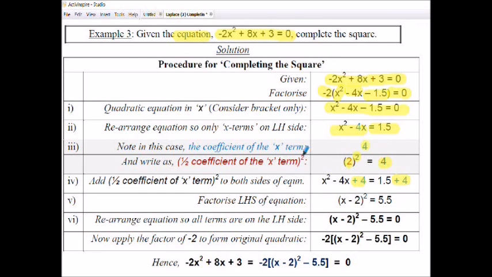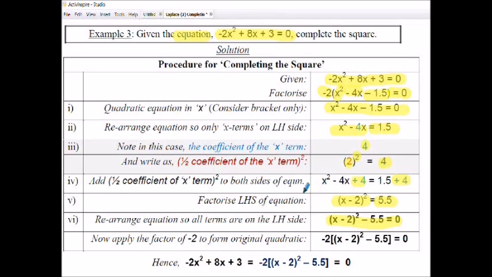And step 5, I then factorize the left hand side. So x squared minus 4x plus 4, when you factorize it, that'll be x minus 2, the 2 is half of the 4 there, all squared. And that's equal to the 1.5 plus the 4, the 5.5. And in step 6, I just bring all the terms to the left hand side. So I get x minus 2 all squared, minus 5.5 equals 0.